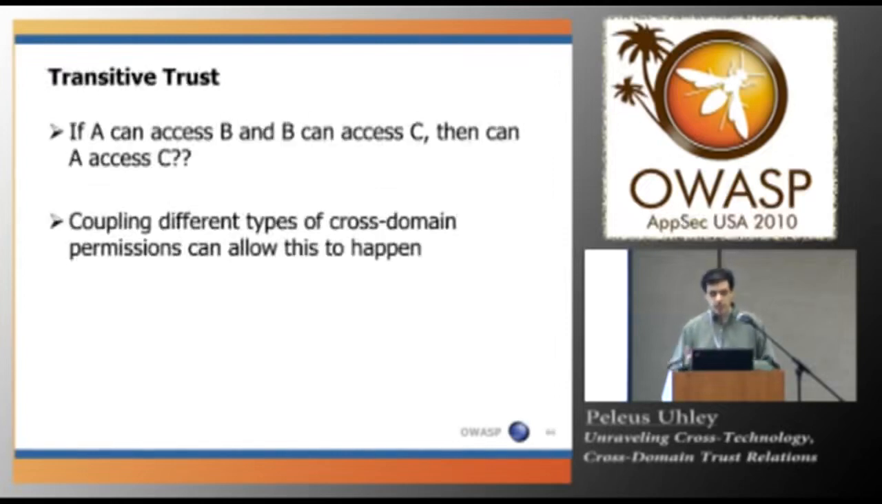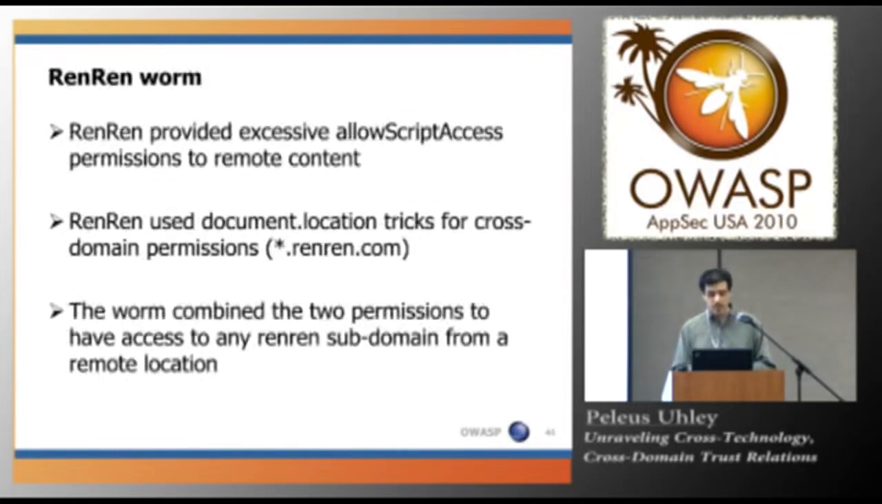And then the other thing that can happen here is ideas of transitive trust. If A trusts B and B trusts C, then can A access C? Would somebody be able to string these things together and be able to perform a worm? And the answer to that question is yes, and it's actually already been done.